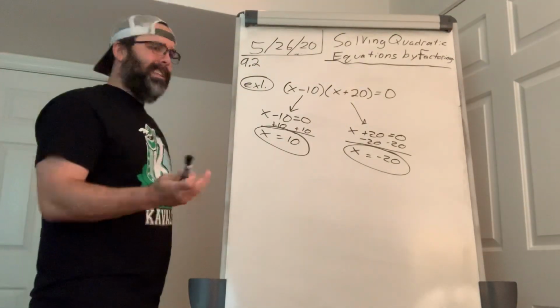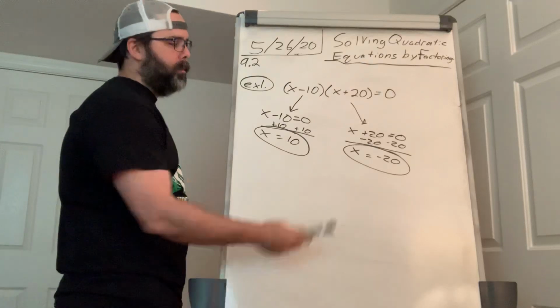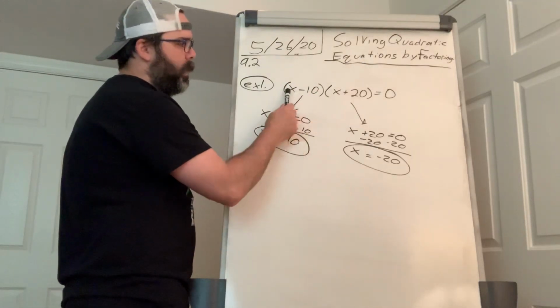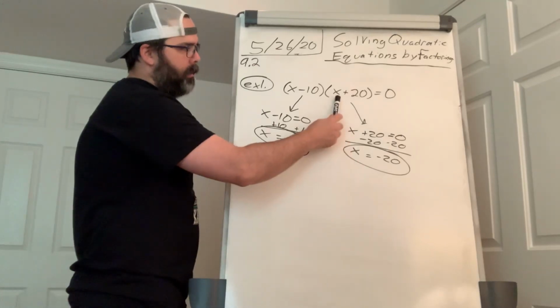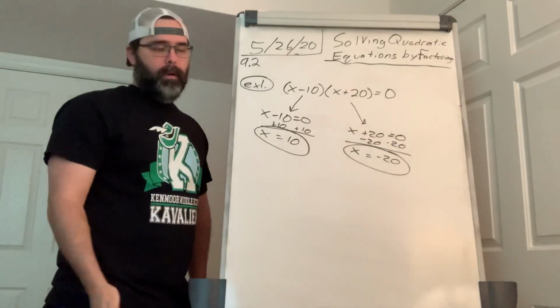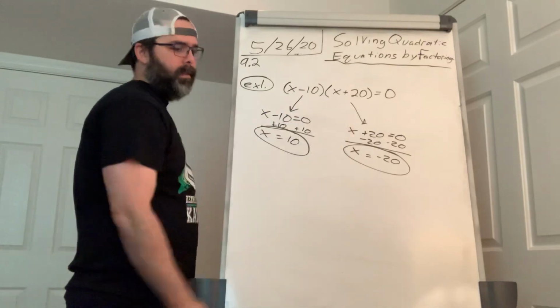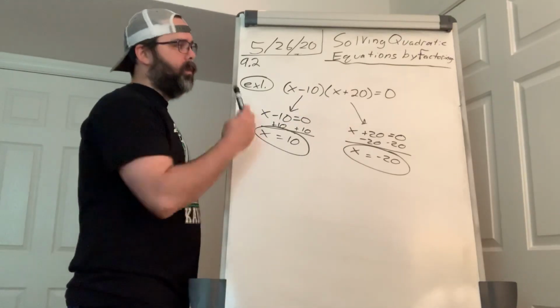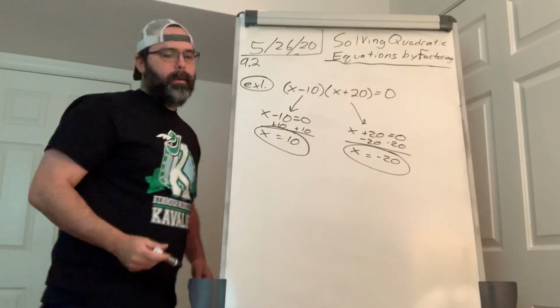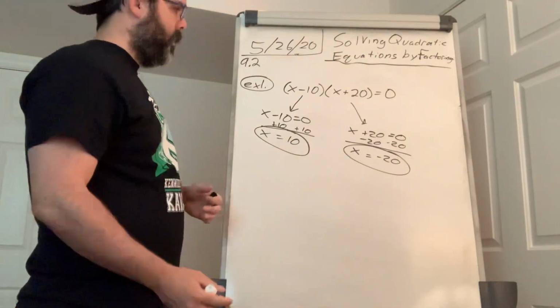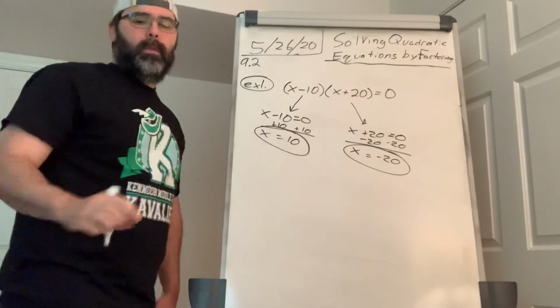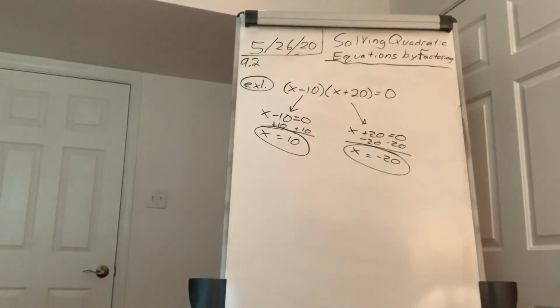So let's make sure it's a solution. Let's plug it back in. What is negative 20 minus 10? Well, that's negative 30. And what is negative 20 plus 20? 0. And what is negative 30 times 0? 0. So this whole thing would be true if that was the answer. So our actual solution is these two numbers. We have two number solutions.